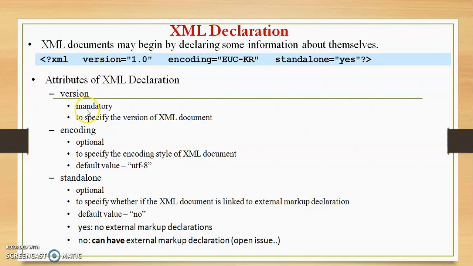Version is a mandatory attribute. It specifies the version of the XML document, and the encoding attribute is an optional one. It specifies the encoding style of the document. Usually the default value is UTF-8, and standalone is an optional attribute which specifies whether the document is linked to an external markup declaration. The default value of standalone is no, and there are two possible values, one is yes and the other one is no. Yes specifies no external markup declarations are allowed, and no specifies you can have the external markup declaration.